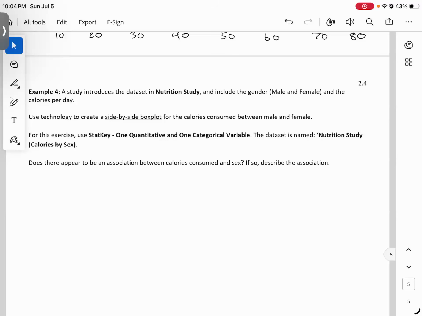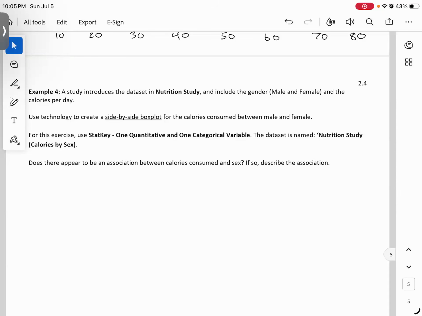And while you're doing that, let me also just say what's the purpose of this? Does there appear to be an association between calories consumed and sex? If so, describe the association. So, in other words, if you're male versus female, does one of the groups tend to consume more calories than the other group? Right. And you might already have a hunch like, yeah, usually if you're male, you're going to do more or less calories as opposed to the females.